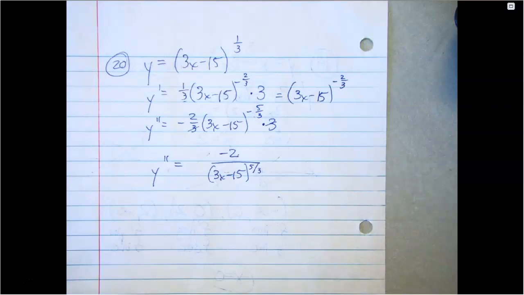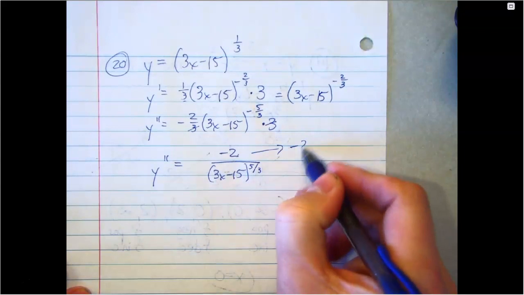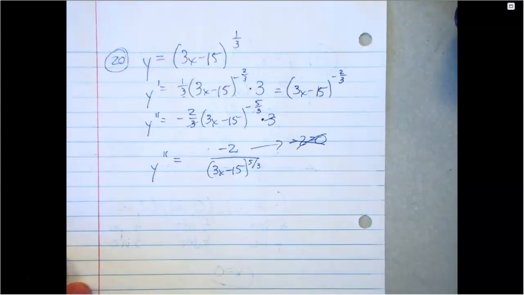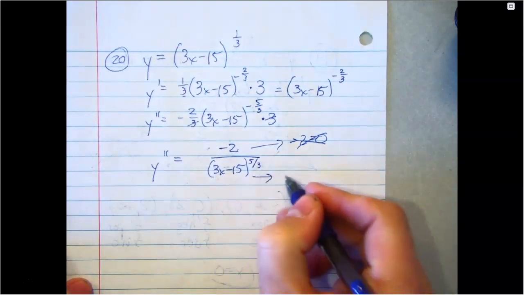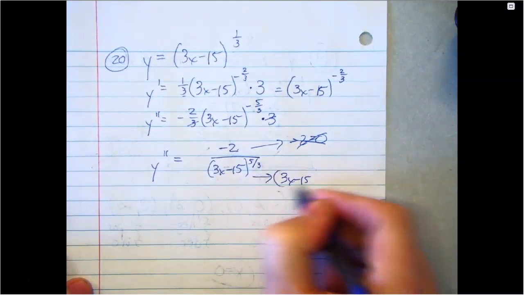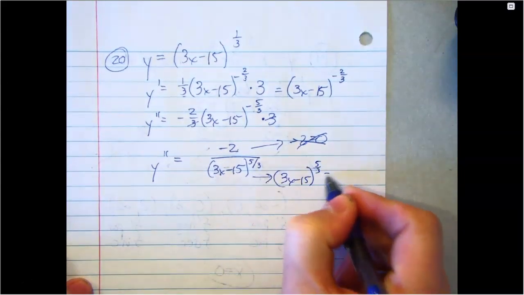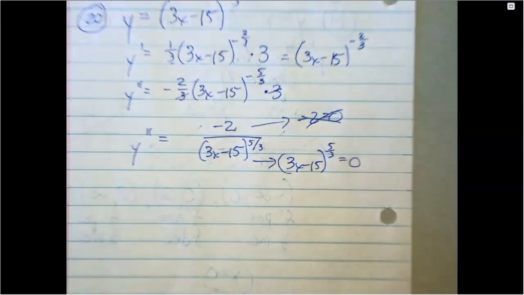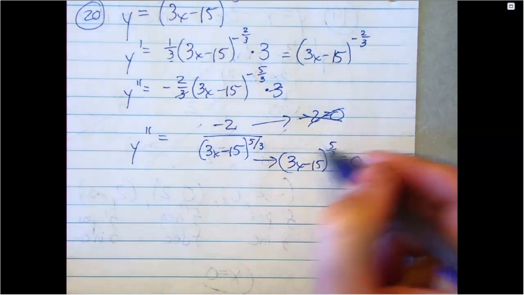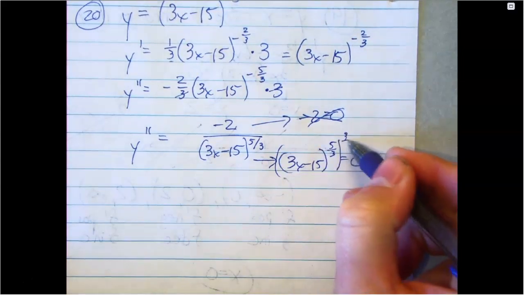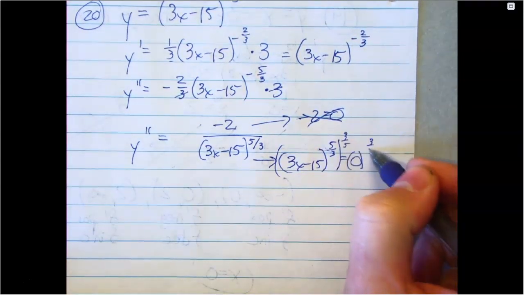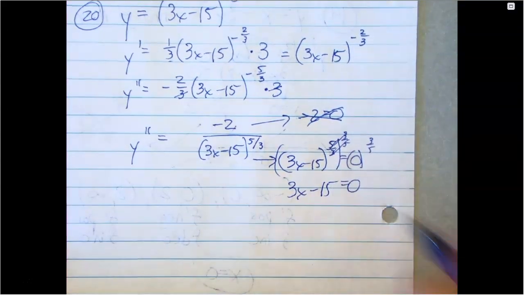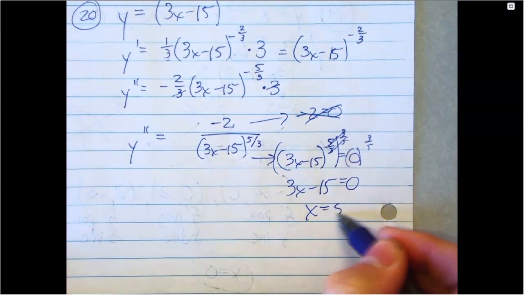So let's set the top equal to 0. What will happen? -2 equals 0 never happens. Not 0. It's never. Careful there. Now (3x minus 15) to the 5/3 equals 0. Technically we could raise both sides to the 3/5, and then 0 to the 3/5 is still 0, but the shortcut is you don't need to worry about the power. And I will get x equals 5.